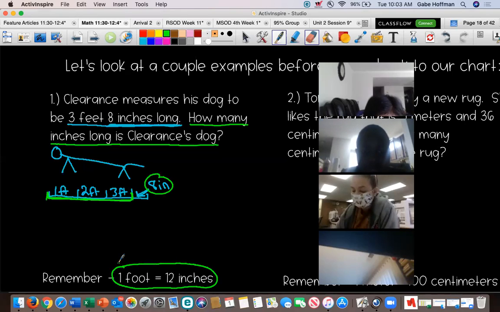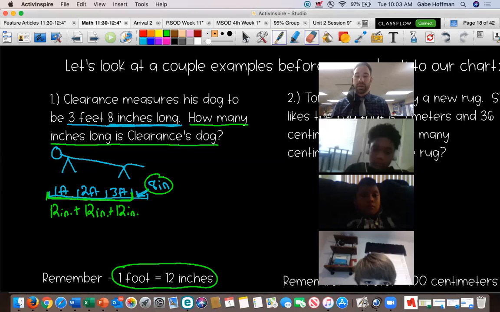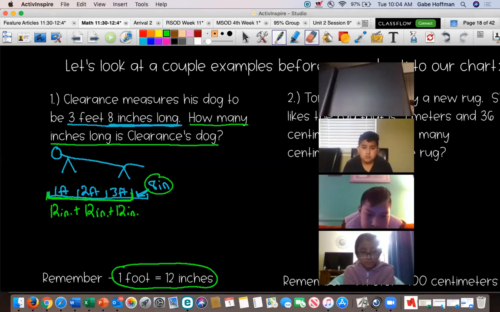So if I'm going to say down here, I have 1 foot on my chart, that's 12 inches. I have 2 feet, that's 12 inches. And then I have 3 feet, that's also 12 inches. So now I know that each of those feet is 12 inches, plus I have my 8 inches. What am I going to do to figure out my total length of that dog in inches? Raise your hand if you think you know what I need to do to figure out the total length of that dog in inches.